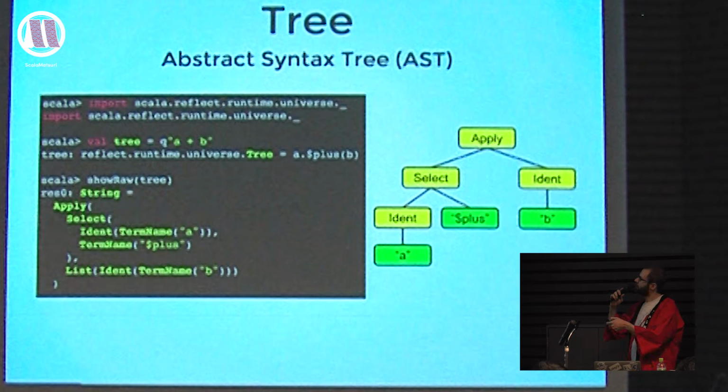So you can see that we're calling the plus method on something called a, and we're passing it something called b. And here we don't know what a and b are, because this is just syntax. So a could be anything, and b could be anything, but this is the syntax of the thing that we're doing.